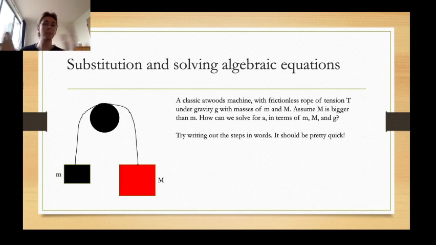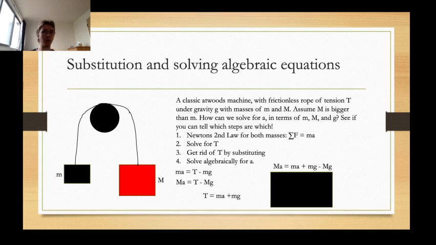So we have our typical Atwood's machine. We've got two asymmetrical masses subject to gravity, and the rope is frictionless, so we don't need to worry about anything with that, and they have a tension. We want to solve for A in terms of just m, big M, and g. So try writing out the steps in words, pause the video, and you should be able to do it. See if you can do this pretty quickly. Moving on.